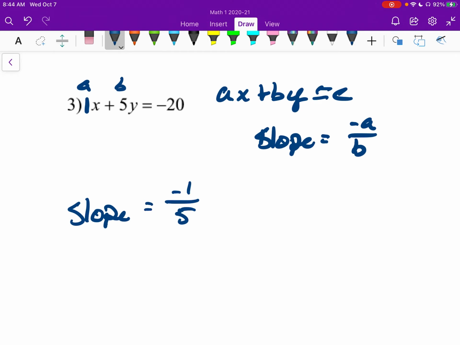Now, if you wanted to, you could take this and solve for y. If you solved for y, then you could put it into slope-intercept form and you could get the slope like that. Either way works. This is just kind of a shortcut to get there.